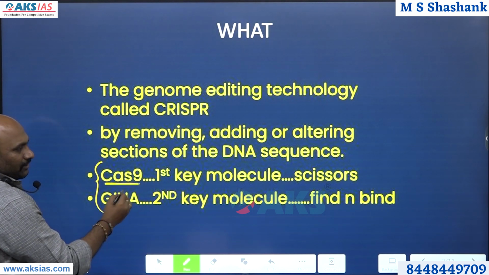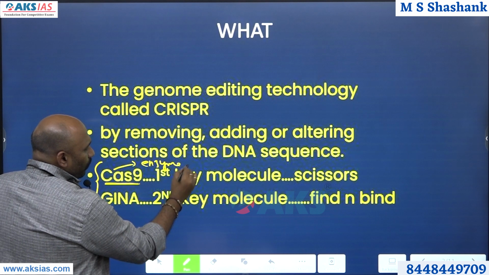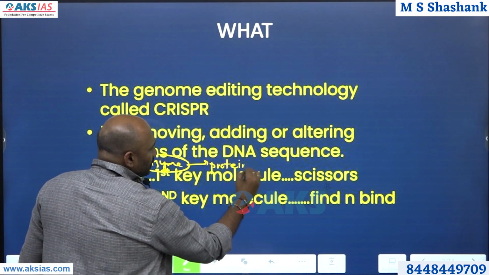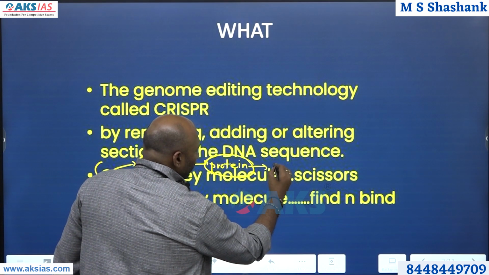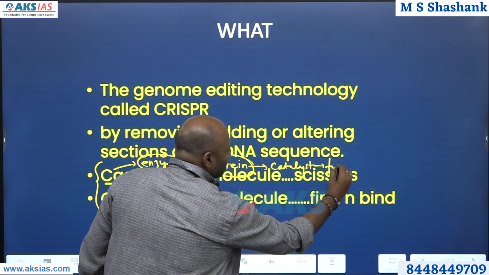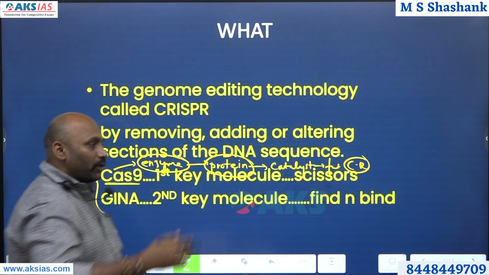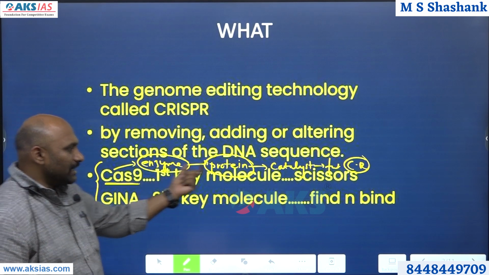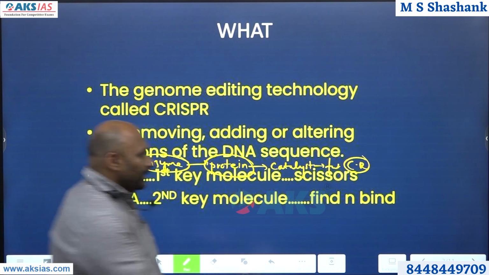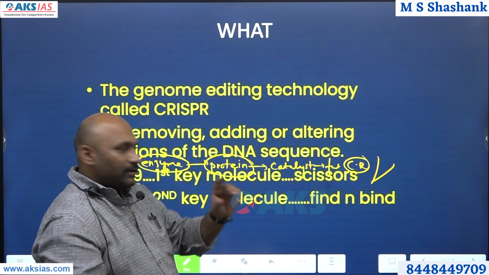One is Cas9. Fundamentally, this Cas9 is an enzyme. What is an enzyme? An enzyme is nothing but a protein. What is the function of this protein? It acts as a catalyst. Since it is a catalyst, it accelerates the chemical reactions and sequencing within the body. So it is an enzyme, a protein, and it accelerates reactions. That is a key molecule. It works as the scissors, the cutter who cuts the defective gene. So he does that.